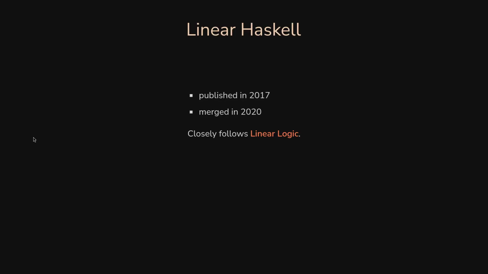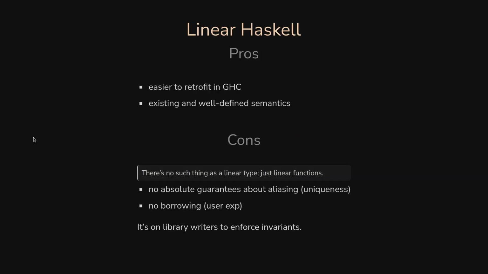People from Tweag actually added a linear type to Haskell as an extension. A paper was published in 2017, and it was merged in the Haskell compiler in 2020. Linear Haskell closely follows the original linear logic. Why did they do that? Because for some technical reason, it was much easier to retrofit on an existing language. It doesn't interact in a too-bad way with non-linear functions, let's say normal functions.